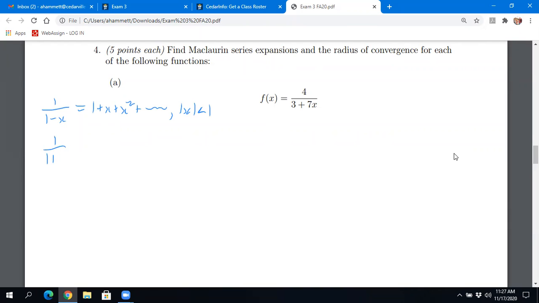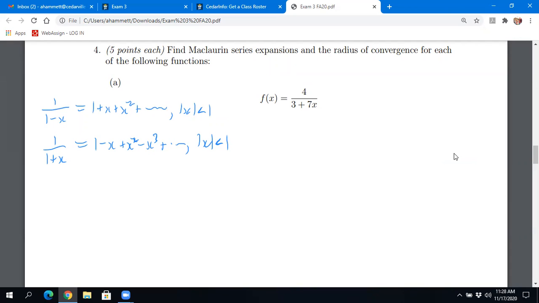So 1 over 1 plus x, we did this one as well, right? You just replace x with minus x in the previous guy, and you end up with 1 minus x plus x squared minus x cubed plus etc. And that's still good to go for x in absolute value less than 1. Now, how could I use that information here?